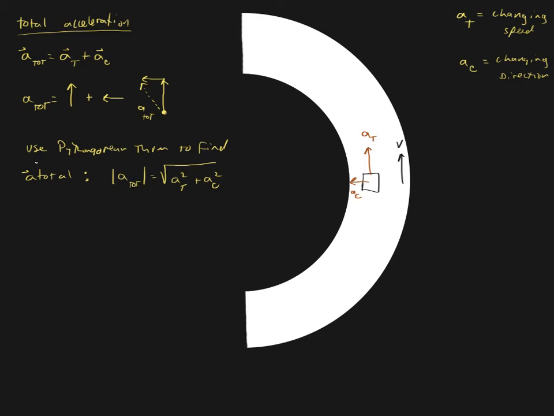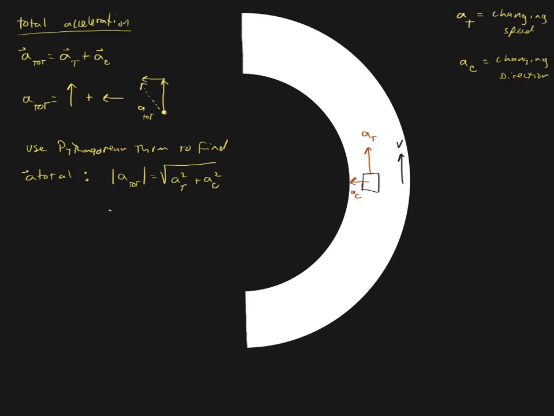Okay, so just like before with whenever we looked at vector addition, the Pythagorean theorem is only going to give you the magnitude, or how large the acceleration is. This is what you would experience, what you would feel if you were, say, on a roller coaster or in a car going around that bend. So a total, the magnitude of a total, is just the Pythagorean theorem.